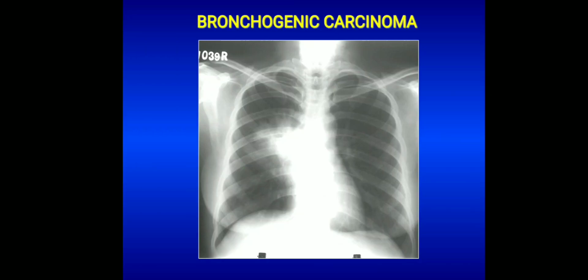So next, coming to bronchogenic carcinoma, it has varied appearance. Usually it will involve the hilum. So you can see here on the right side, the hilum is prominent. There is a mass in the right hilum which has ill-defined spiculated margins. The left hilum is normal. So you can see how the bronchogenic carcinoma appears on chest X-ray.